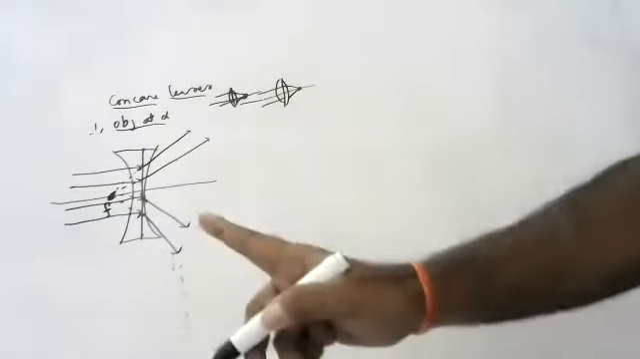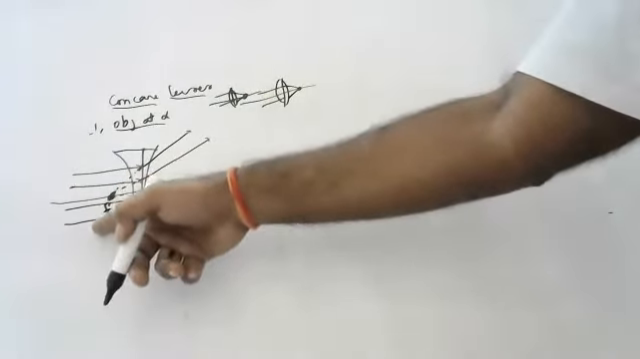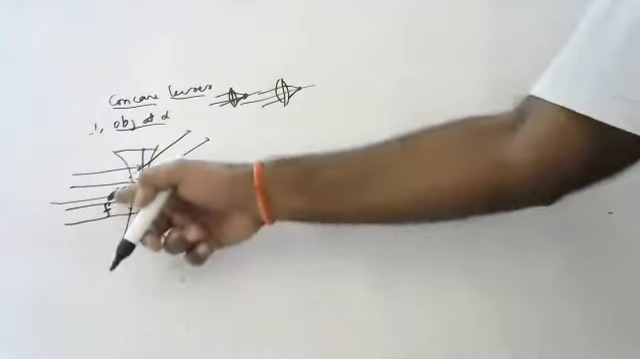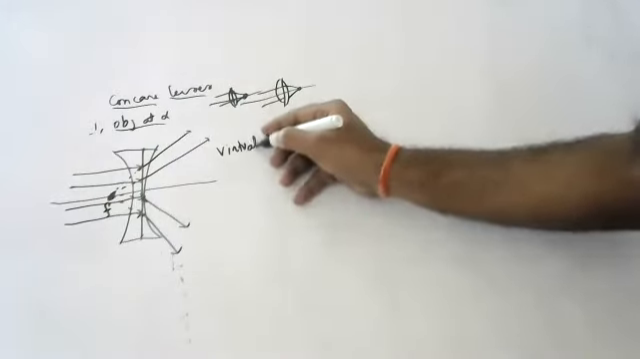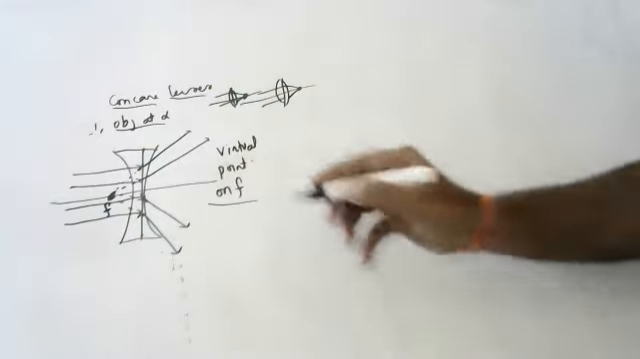So what are the characteristics of the image, children? Object is on the same side, image is also on the same side. The type of image is called, anyone? Virtual. Very good. Virtual. Point size. It looks like a dot. Point size on F.